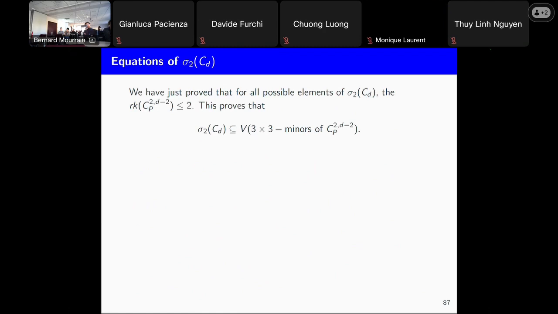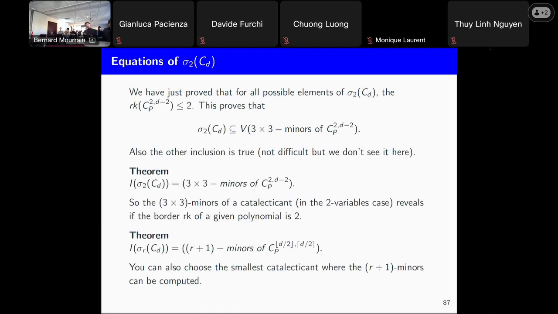Okay, so we've just proved that for all possible elements in sigma 2, the rank of this catalecticant is at most 2, and so sigma 2 is contained in the space of these 3 by 3 minors. And also the other inclusion is true. And so the ideal of this variety is the 3 by 3 minors of this.